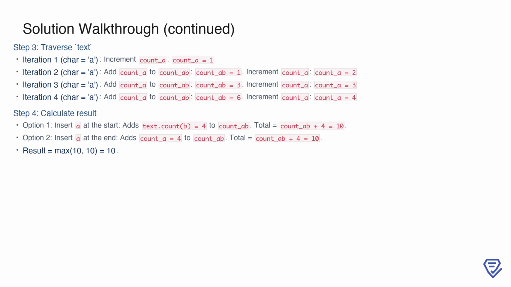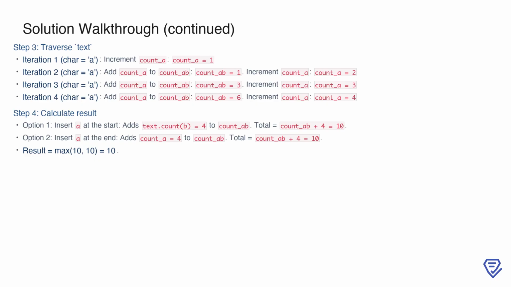Now we calculate the result. Option 1 is to insert a at the start of the text. This adds the count of b, which is 4, to count_b. The total becomes count_b plus 4, or 10. Option 2 is to insert at the end. This adds count_a, which is also 4, to count_b.